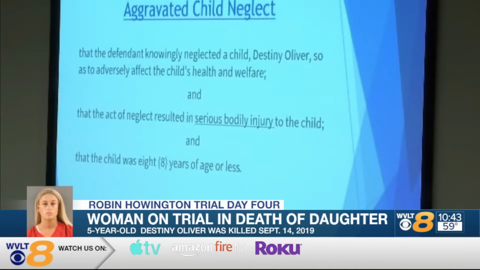That the act of neglect resulted in serious bodily injury to the child. Again, serious bodily injury is defined under the law to include death. And it's undisputed in this case that Destiny Oliver is dead. We have shown you beyond a reasonable doubt that second element.